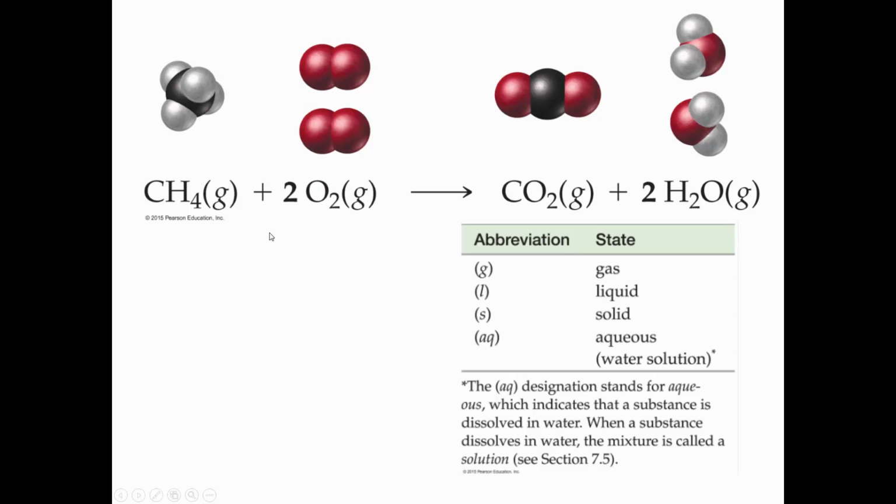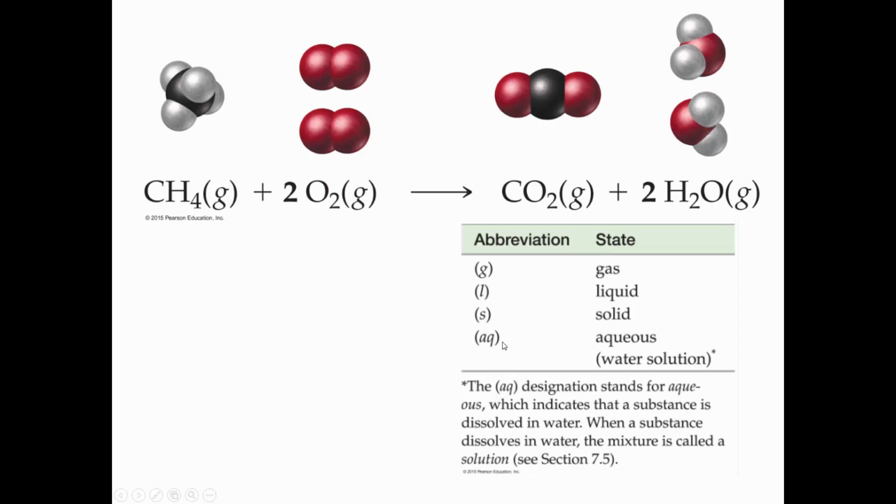We will sometimes include in a chemical reaction some information about the physical state of the things taking place in that reaction. So the G is to represent that we have a gas phase. We also sometimes have an L for liquid. We could have an S for solid. So physical states you're probably all familiar with at this point.